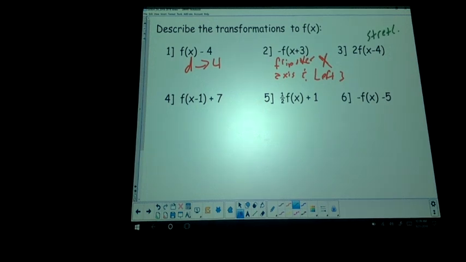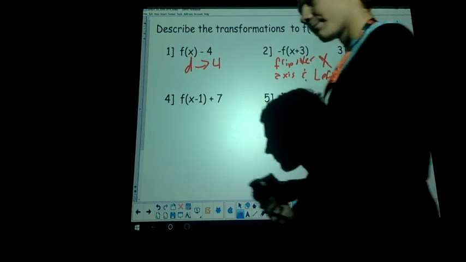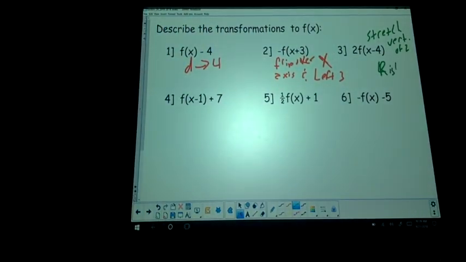So this has a stretch in the vertical direction of 2. So it grows twice as fast. And it goes right 4. Shout out. Here we go. What's this one do? Right 1. Up 7.